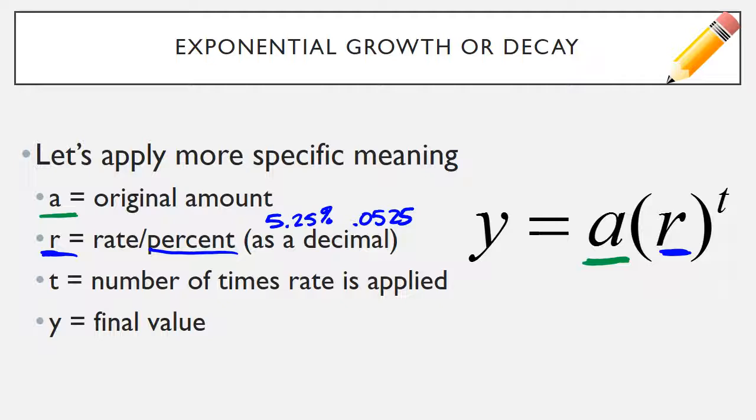t is still time. Before this was an x, now it's time. So that time could be years, months, days, most commonly years though. And of course, you're always going to have a final value, your answer. What's the total in the end of whatever scenario we're talking about?